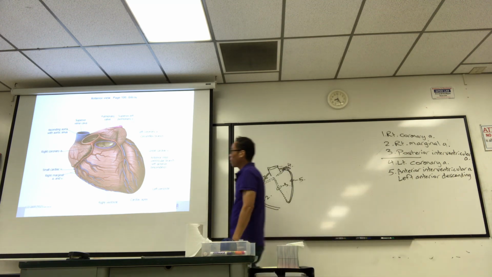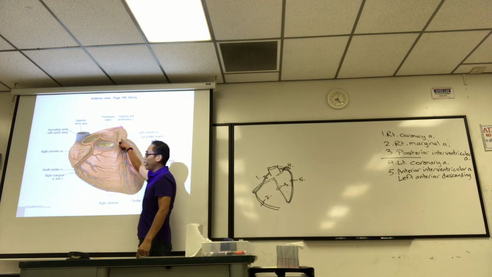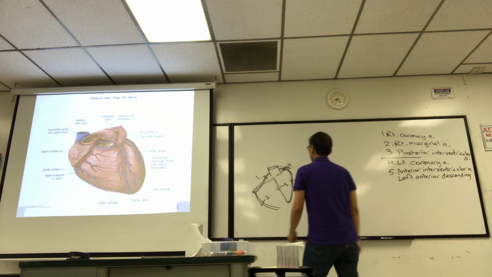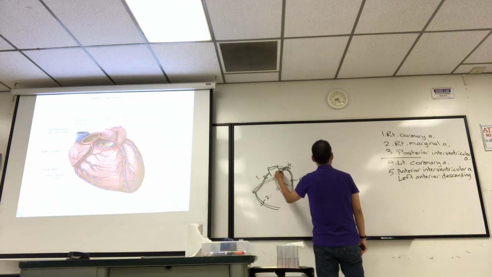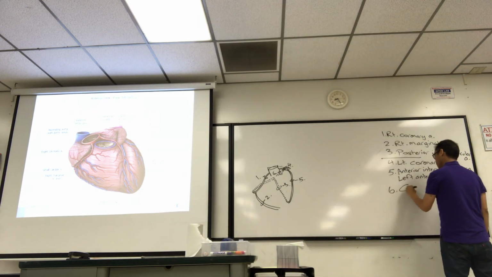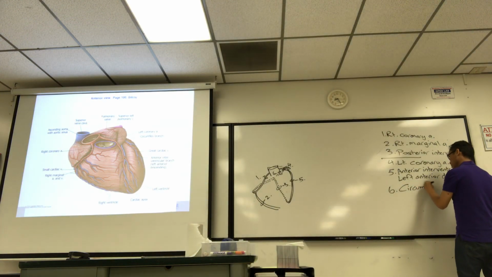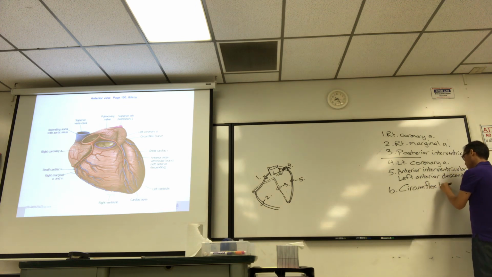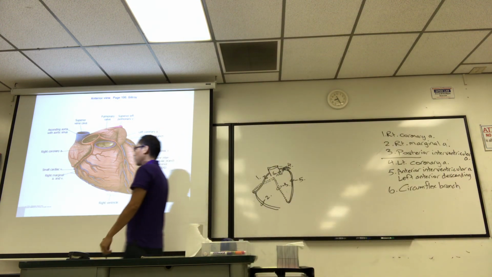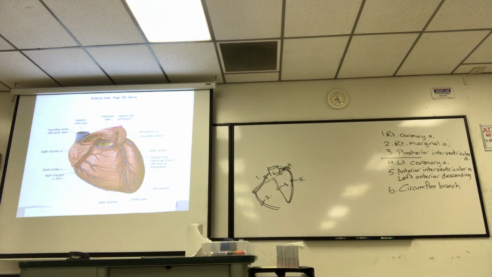well, I'm not drawing it very well. It's the one that's going to wrap around the back of the heart. It's called the circumflex artery or circumflex branch. So this is branch number 6. You can call it circumflex branch, circumflex artery, I don't care. It's the one going around the back of the heart.